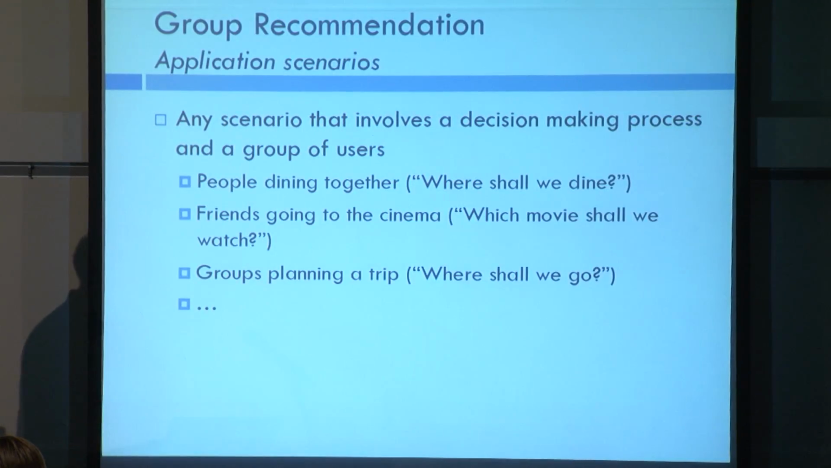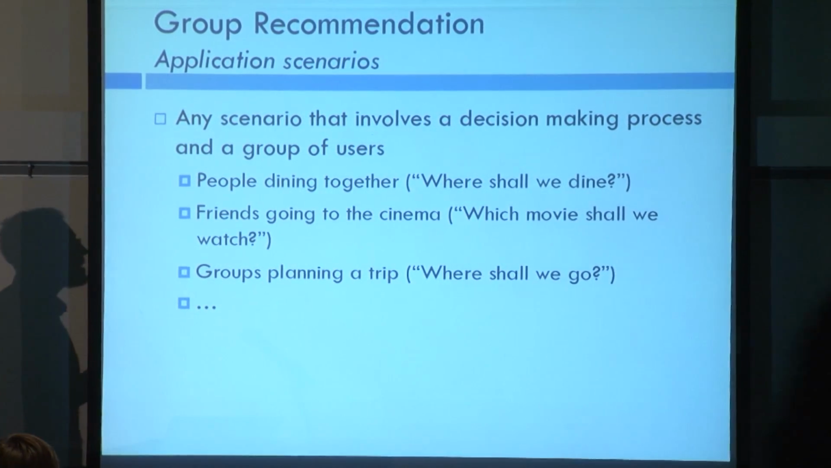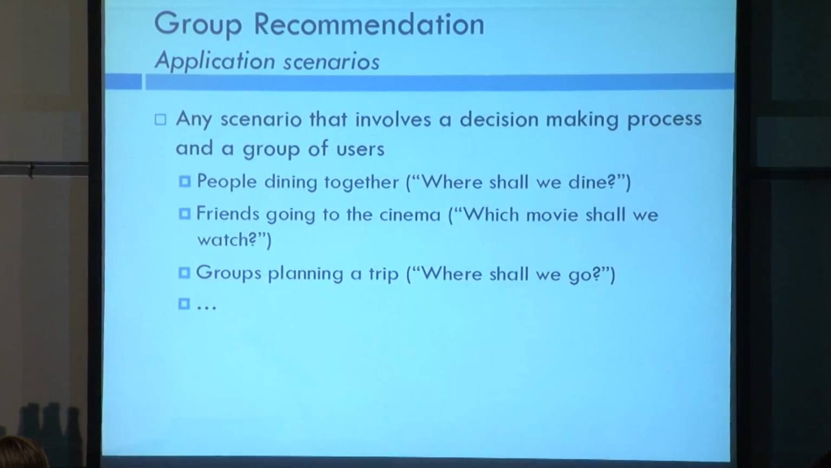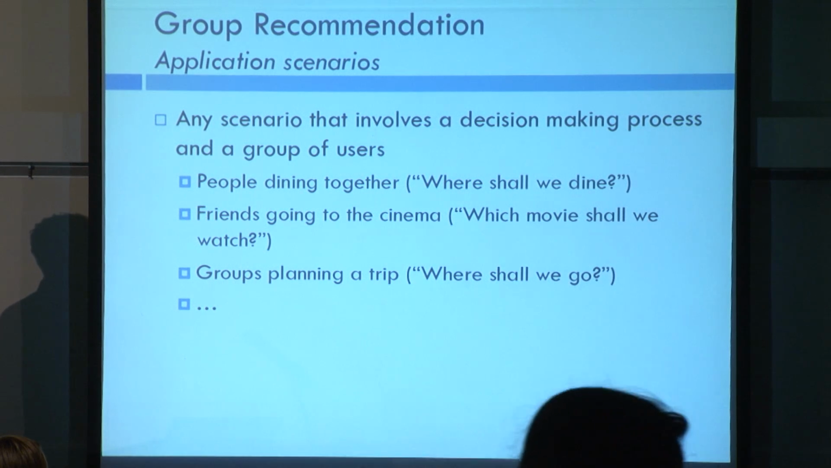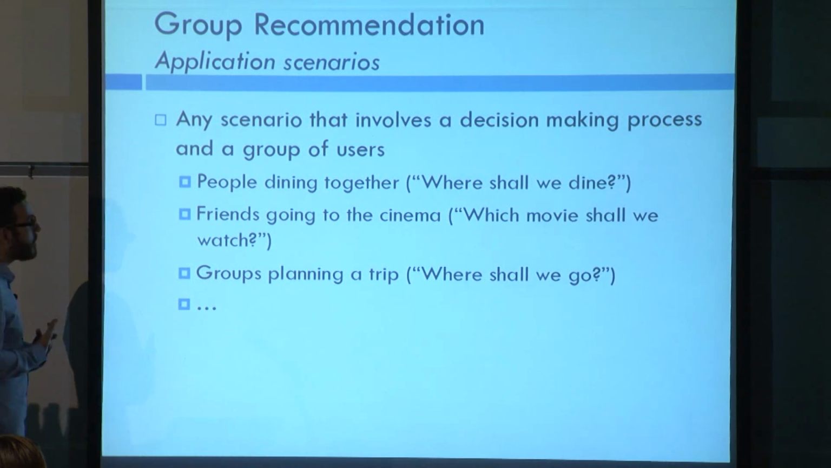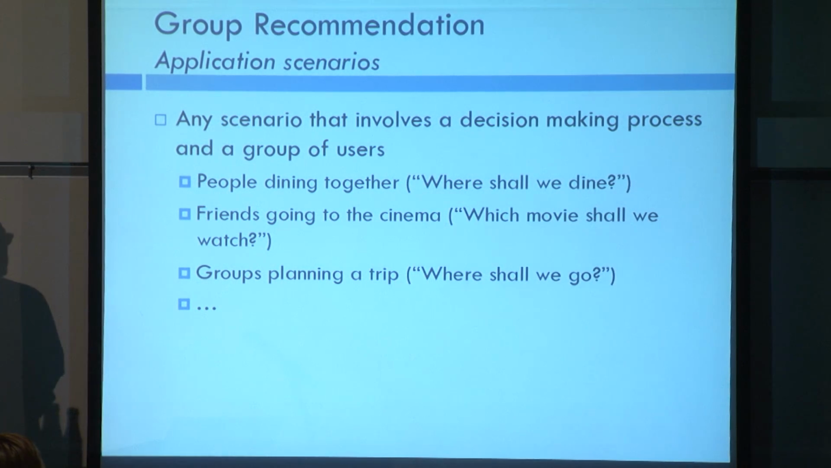Here we provided an example in which we have a group of people that wants to dine together, but group recommendation can be naturally adapted to any scenario in which you have a group of users and a decision-making process. You might have friends going to the cinema together, and the system would recommend the movie that they could see, or a group of users planning a trip. So the recommender system might combine the individual preferences to recommend to these users where they could go.